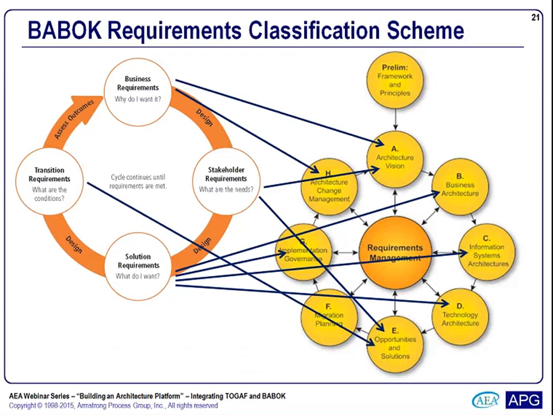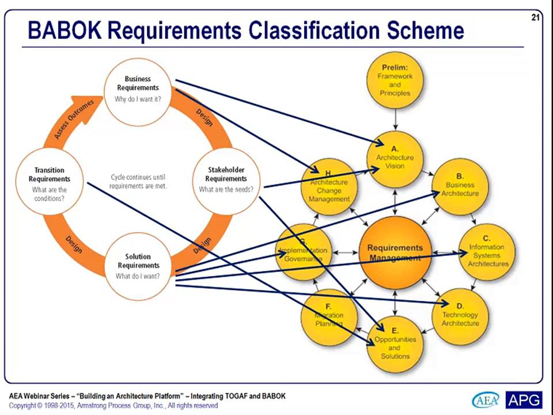The BABOK has a requirements classification scheme, basically 4 levels: business requirements, stakeholder, solution, and transition requirements. And in this slide, I'm just trying to represent a general mapping between when in the ADM these different kinds of requirements might come up. So generally speaking, why do I want stuff? Business requirements would certainly be a part of launching the ADM in Phase H and trying to get our arms around different perspectives in Phase A. Again, what the needs are really going to be a major focus of Phase A and Phase E, particularly as it relates to delivery.